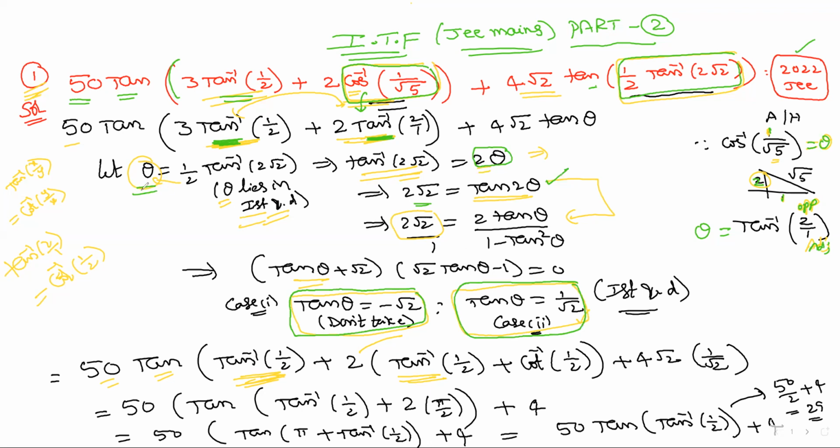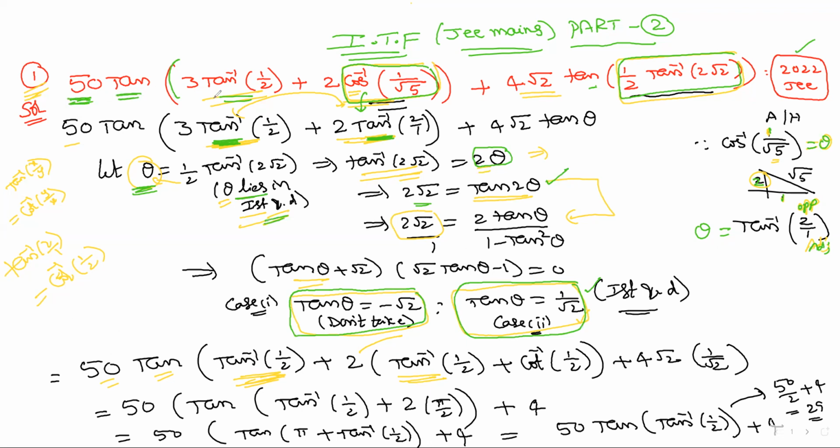Here theta is a positive value, theta lies in the first quadrant. We should take tan theta as 1 by root 2, the positive value only. Don't take the negative value. In the first quadrant, tan is positive, 1 by root 2. Now, what is required is 50 times tan of the whole expression.